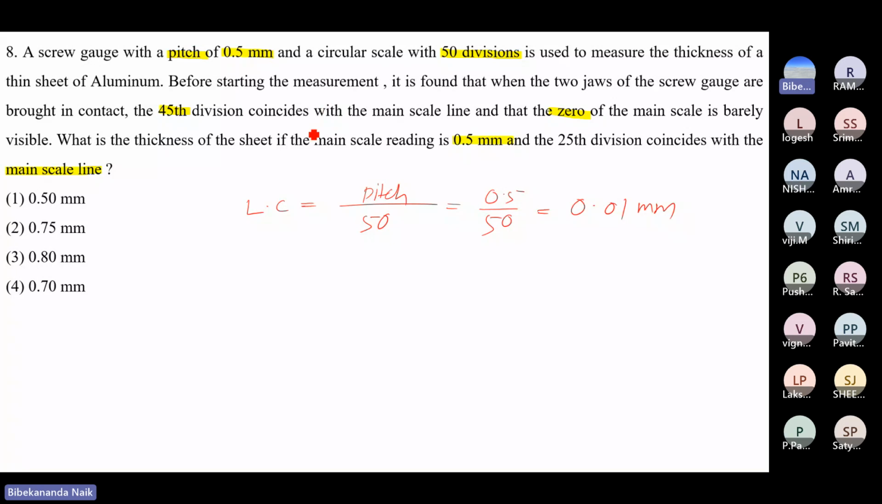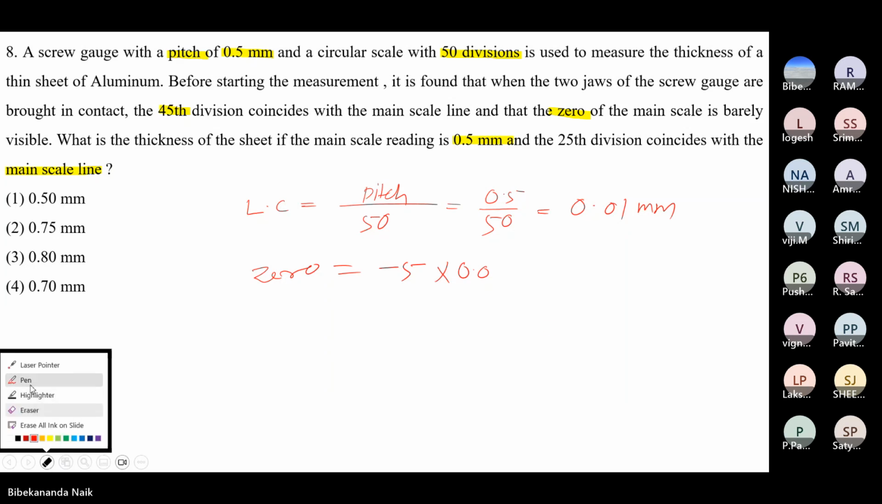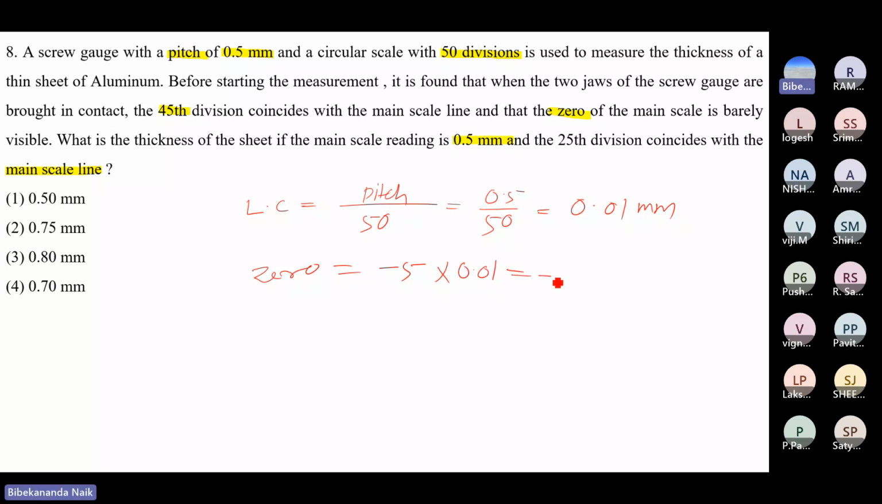So the least count of the screw gauge is 0.01 mm, and since the 45th division coincides with 0, the 0 error is negative. Since it is 50 and it is 45, the 0 error will be minus 5 into 0.01, that is the least count. Minus 5 into 0.01, that is minus 0.05 mm. So the 0 error is negative and it is 0.05 mm.